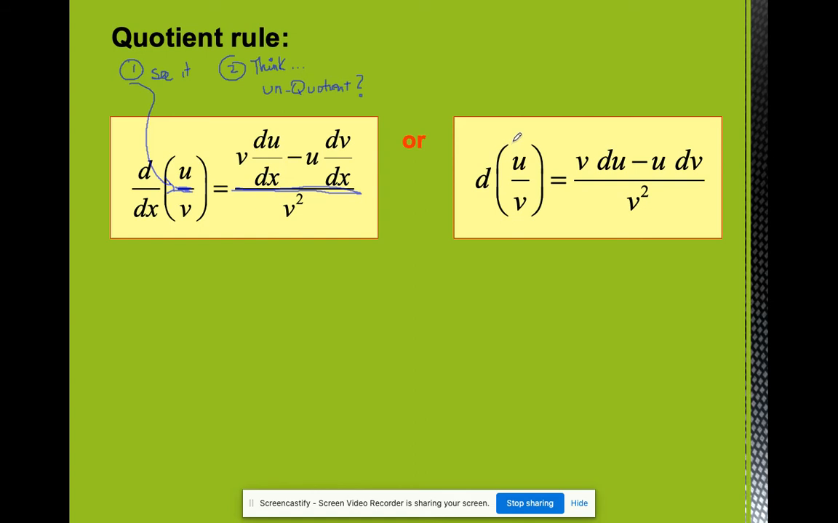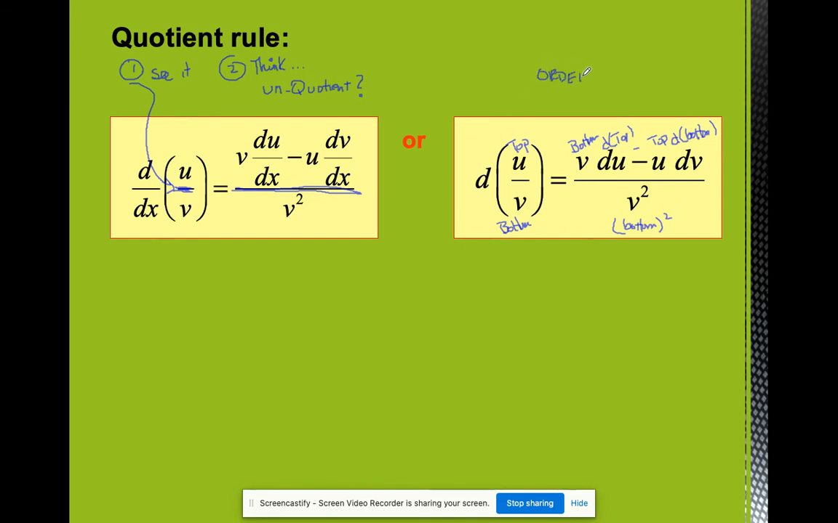I think of this as the top, u is the top function, v is the bottom function. So I think bottom function times the derivative of the top minus the top function times the derivative of the bottom, all over the bottom function squared. Now notice the product rule had products and sums in it, and the quotient rule has quotients and differences in it, and they are not commutative, so order matters.